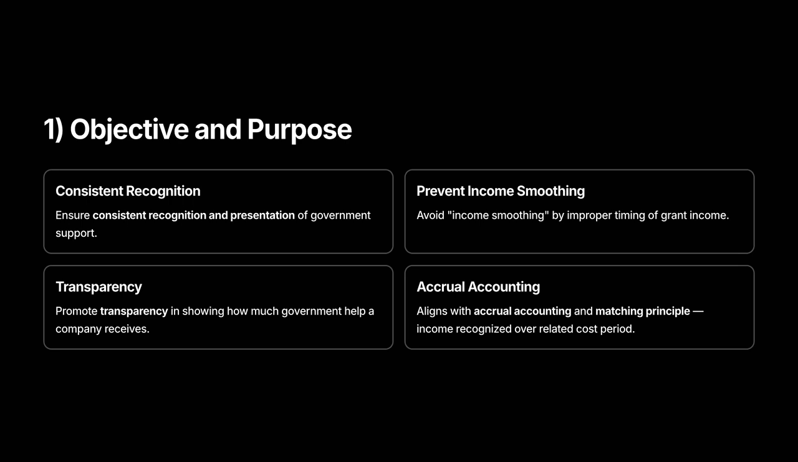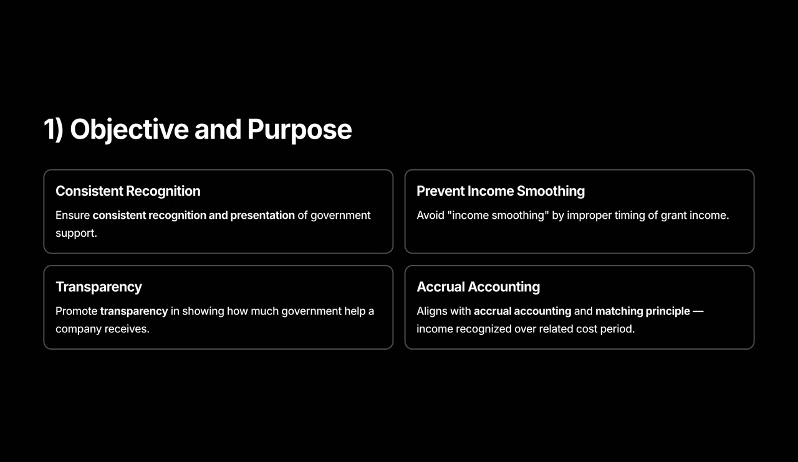Objective and purpose. The purpose of IND AS 20 is simple: to bring consistency and transparency in how companies account for government help. Think of it like this. Two companies may both receive a subsidy from the government. Without a common rule, one might treat it as income immediately, while the other spreads it over time. That makes financial statements hard to compare. This standard ensures everyone follows the same logic.